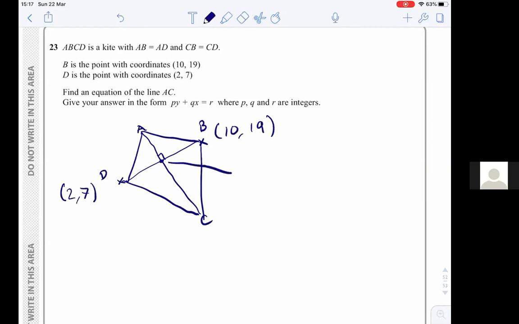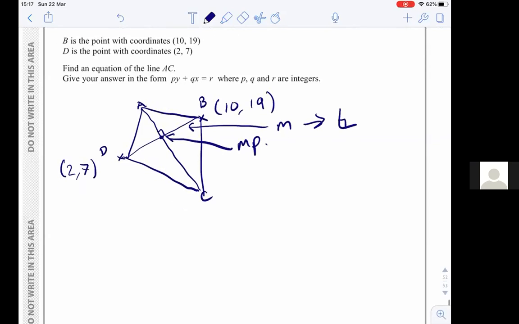So I need to find the midpoint, and I need to work out the gradient M of the line DB, and then I need to work out what the perpendicular gradient of that line is. And then I need to find it in the form of this. There's a lot to do here. Let's start off by working out the midpoint.